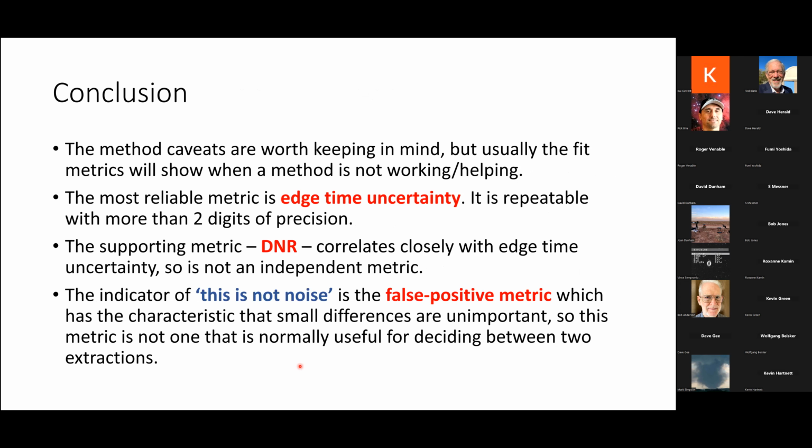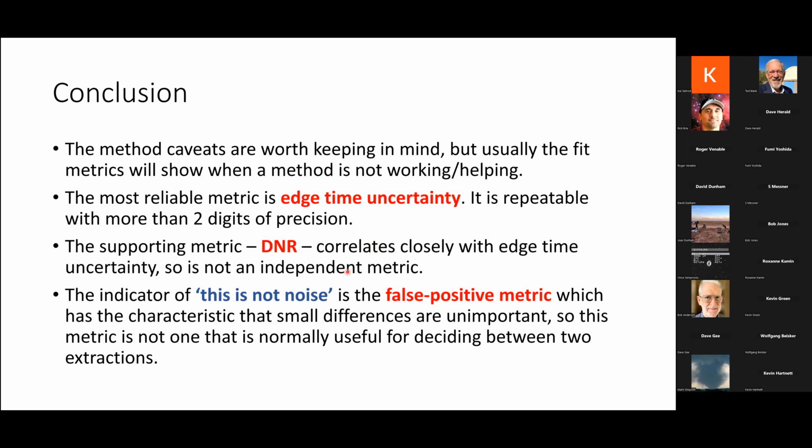Now, in conclusion, I want to say the method caveats are worth keeping in mind, but usually the fit metrics will show you when it's not working. So you can run them all. You don't have to think about it in advance, but it does mean you'll have a few extra lines that you're probably going to throw away from the Excel file. The most reliable metric is this one. It's the edge time uncertainty. It's repeatable with more than 2 digits of precision. The supporting metric correlates pretty closely with edge time uncertainty.